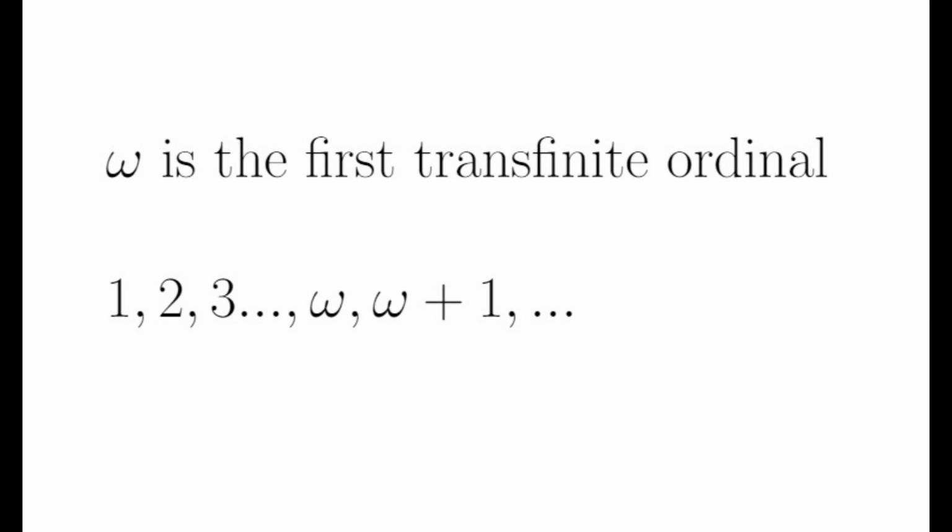In other words, the ordinals from 1 to omega have cardinality aleph null, as do the ordinals from 1 to omega plus 1. The important thing to remember is that omega plus 1 is not bigger than omega, it just comes after omega.